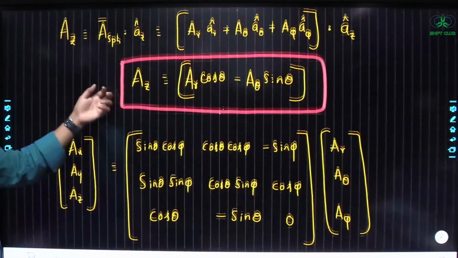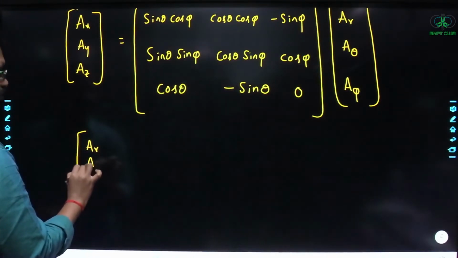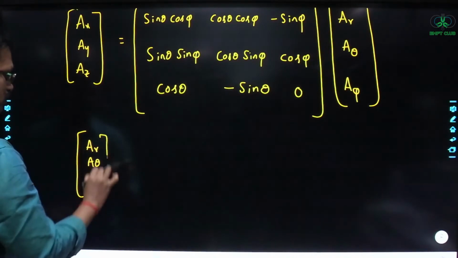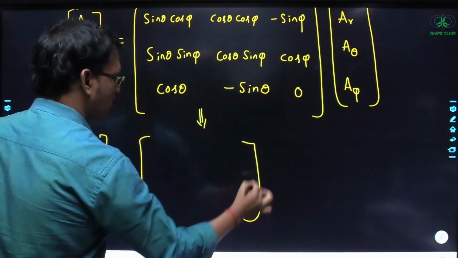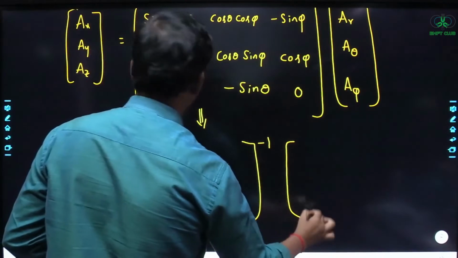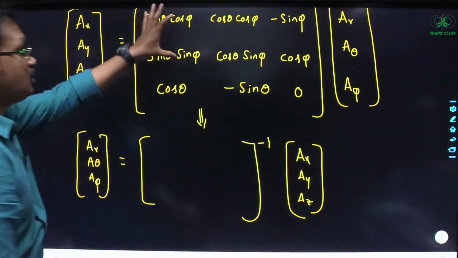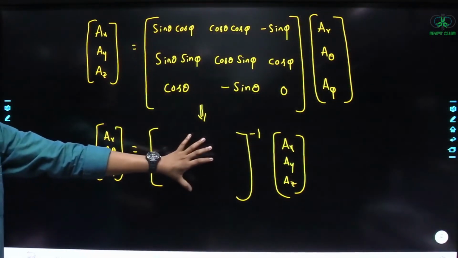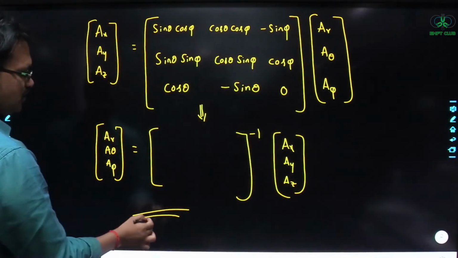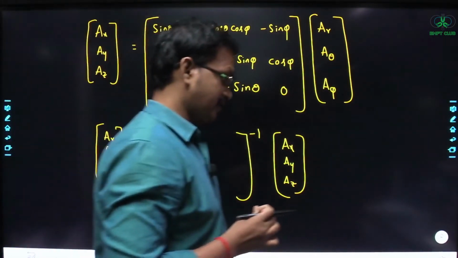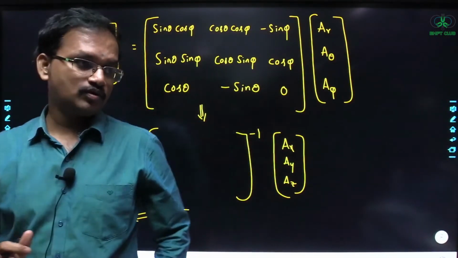Similarly, if you want AR, A theta, A phi, then what you have to do? Take the same matrix, take its inverse, and multiply by AX, AY and AZ. But I don't prefer to remember this in matrix forms. I always prefer to follow the procedure, so that is the best way to get the answers.